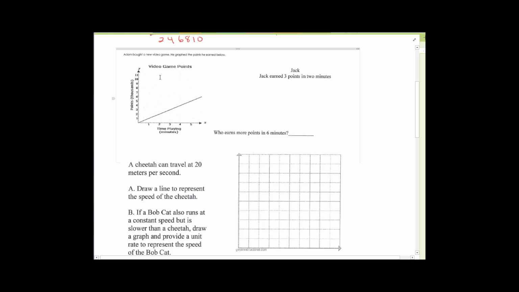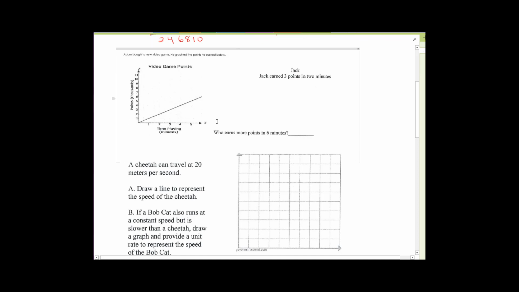Take a look at this graph here first. So what is the slope here for Adam? Well, let's find out. Now, I know, let's see here if I can, well, maybe I can't.